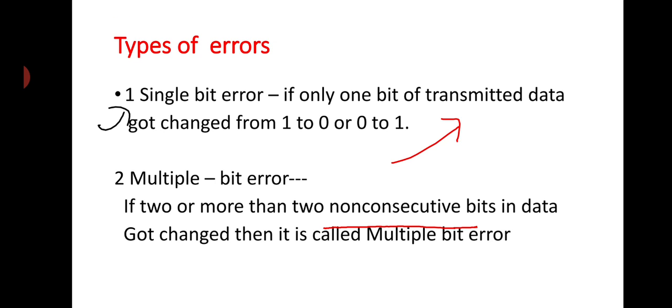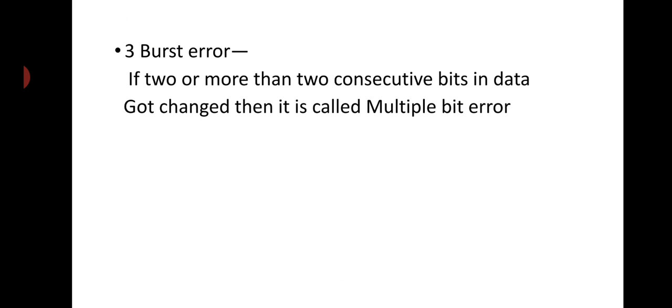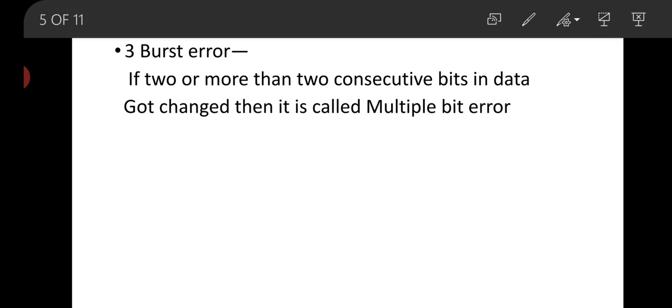Now the third one is burst error. If two or more than two consecutive bits in data got changed, then it is called burst error. Both are similar, but the only difference is the word consecutive and non-consecutive. See what this is.